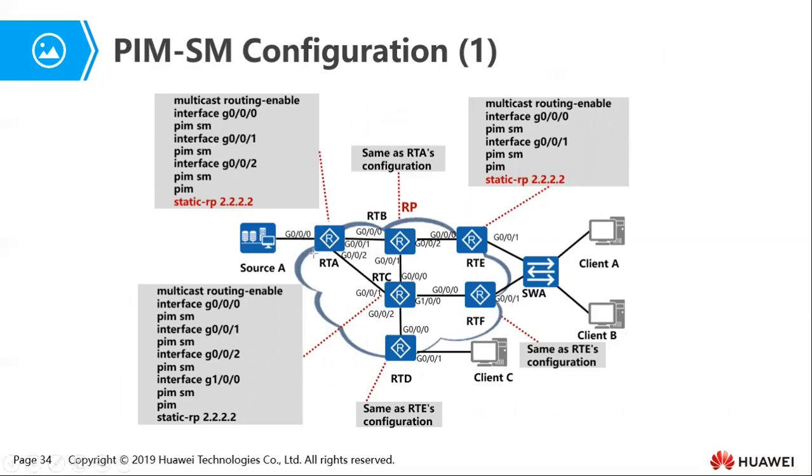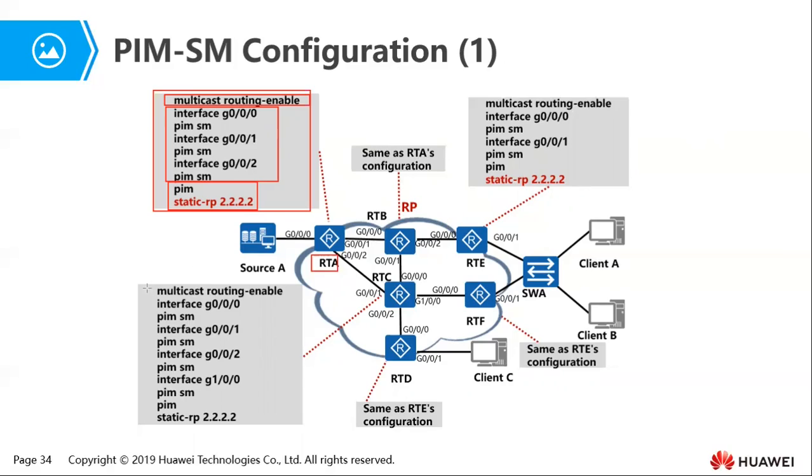So we can begin with this router here, RTA, which is the first hop router. We enable multicast routing. Then we go to the interfaces and specify PIM-SM. Then we go to PIM and specify RTB as the rendezvous point statically using that command.